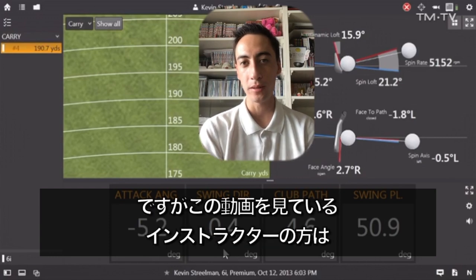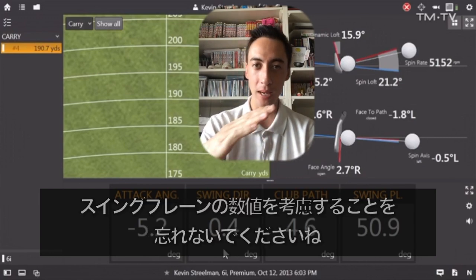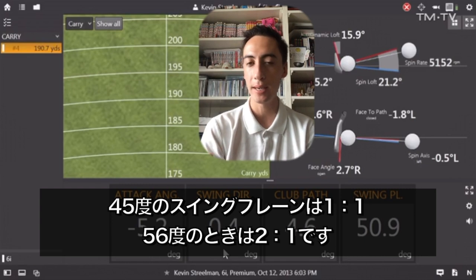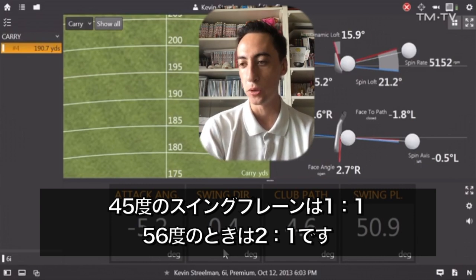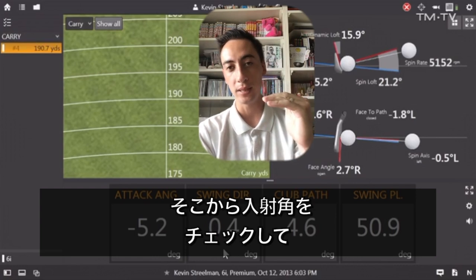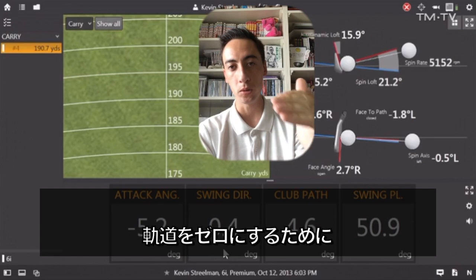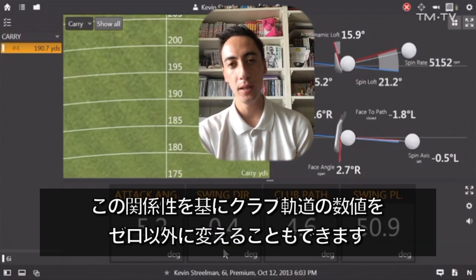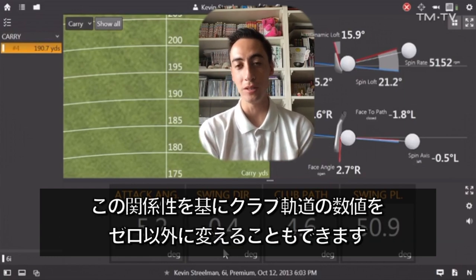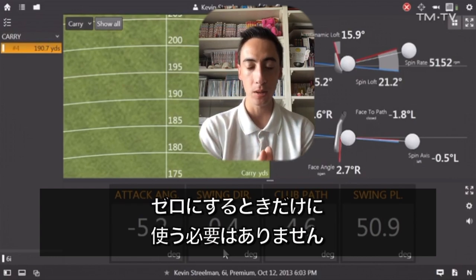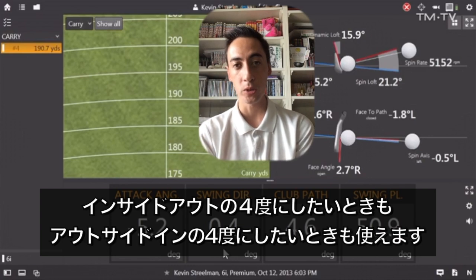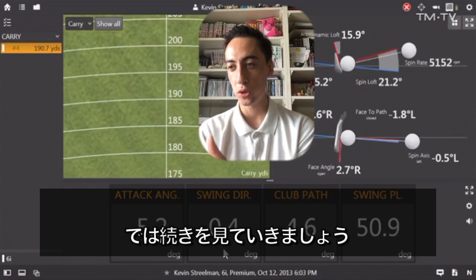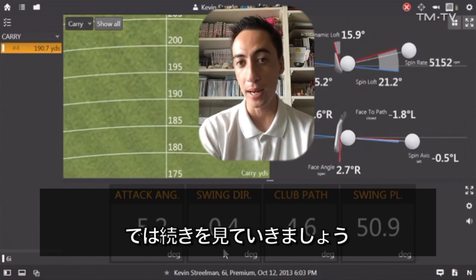But for you instructors out there, that's what you have to think about. Remember, you have to factor in swing plane. If you have a 45-degree swing plane, it's more of a 1 to 1 ratio. If it's a 56-degree swing plane, it's a little bit more of a 2 to 1 ratio. And then from there, you can take the angle of attack that your player currently has, and you can either halve it or 1 to 1 it, and find the swing direction that you want to get that club path closer to 0. You can also use this information to get the club path to different numbers as well. It doesn't always have to be getting it back to 0, but you can also use this to get it to positive 4 or negative 4, really whatever you want to do with it. So I'm going to let the coach finish out this video, and then I'm going to react to the rest of it.